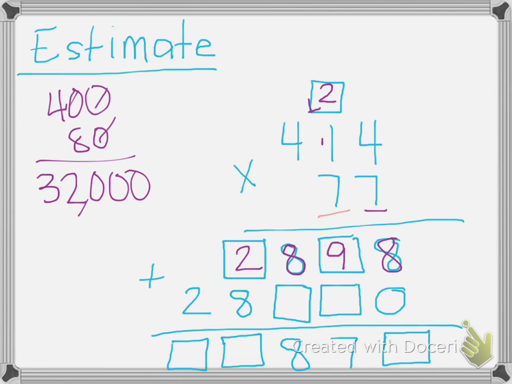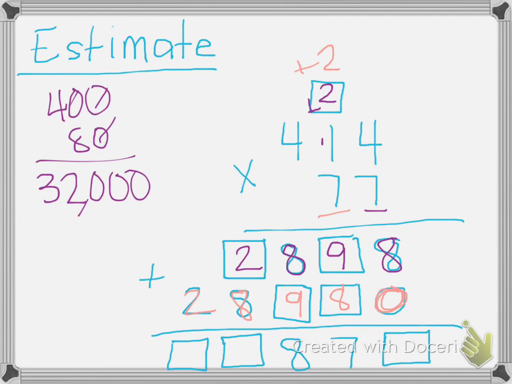Next, we move on to the tens place. 7 times 4, again, is 28. So I have to put my 0 first, then my 8, carry the 2. 7 times 1 is 7, plus 2 is 9. 7 times 4 is 28, which is already written for us. Then you have to add the two together.